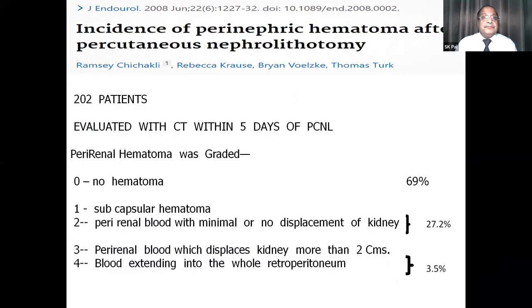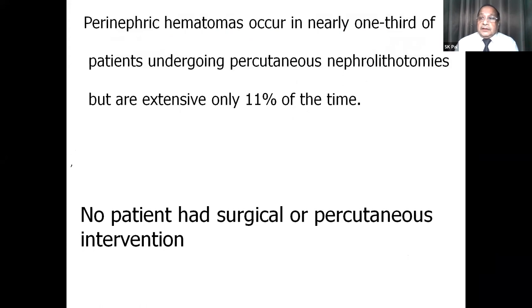For perinephric hematomas, if you want to see perinephric hematomas, well and good. 202 patients were studied with CT within 5 days of PCNL in this particular study, and hematomas were graded. Grade 0 was when there was no hematoma, that happened in 69% of cases, and significant hematomas, grade 3 and 4, were seen in only 3.5% of cases. The result was perinephric hematomas in nearly one-third of patients undergoing percutaneous nephrolithotomies. Whether you do a tubeless or a nephrostomy with nephrostomy tube, there is no difference in the perinephric hematoma. But at the same time, none of the patients in this series required any surgical or percutaneous intervention for hematomas. So it is just the information you got.